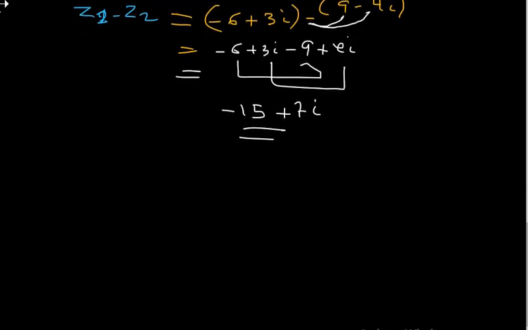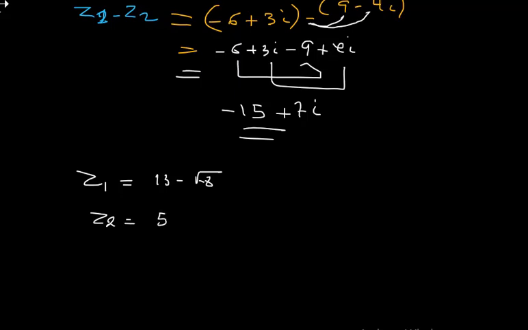Sometimes you would be asked, for example, if z1 is equal to 13 minus the square root of negative 8, and z2 is equal to 5 plus the square root of negative 16. Okay, so pause the video and try by yourself first.